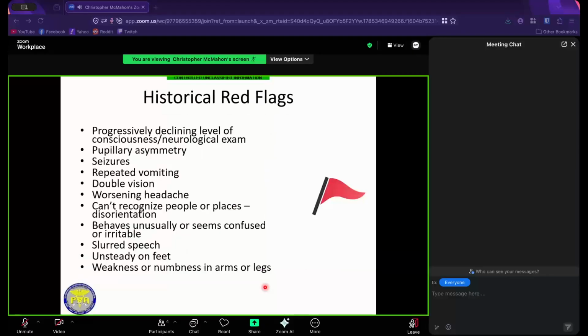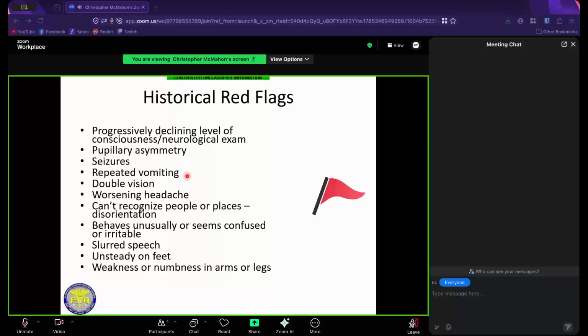And then paying attention to some of these historical red flags. Again, we're trying to assess an altered mental status patient, trying to fit them into delirium versus dementia. We covered a couple of things under MoCA and the Mini-Mental Status Exam. My historical red flags: if I have a progressively declining level of consciousness on neurologic exam, that should clue me in. If someone's actually kind of passing out and stops talking, that's a red flag. And if I have pupil asymmetry, that's a pretty easy neurologic deficit to pay attention to.